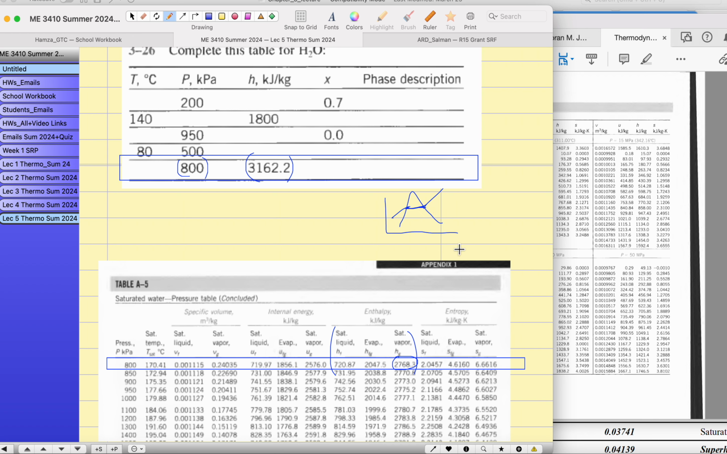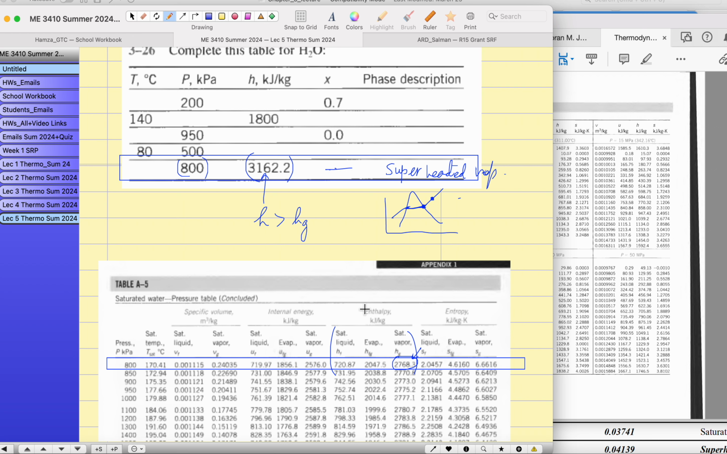liquid-vapor line or the superheated region. If you consider this one, this is much less than our H value. Our H value is greater than H at the dry vapor line. The dry vapor line is here, so our H value is somewhere here, so it is in the superheated vapor. And we don't have an X value for this one.